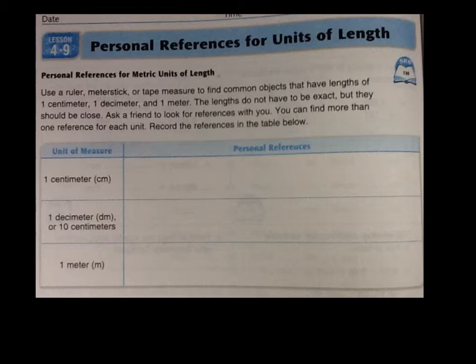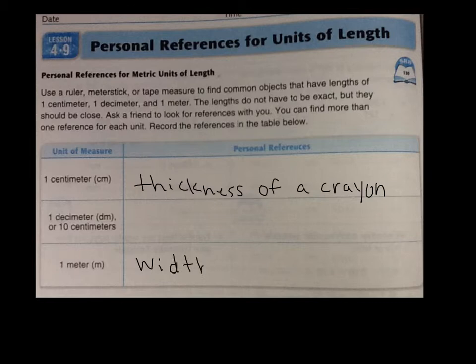We heard on the other page that 1 centimeter could be the thickness of a crayon. What is something else we might be able to decide on? We also heard that 1 meter could be the width of a door. Since all classrooms have a door that's about 1 meter, we're going to use this, width of a door.